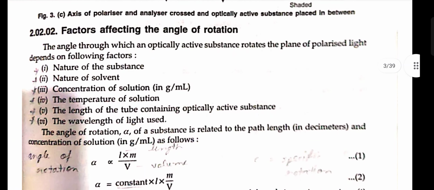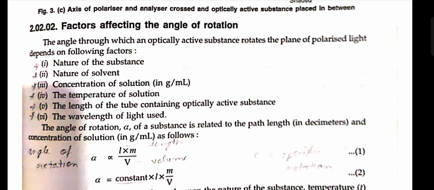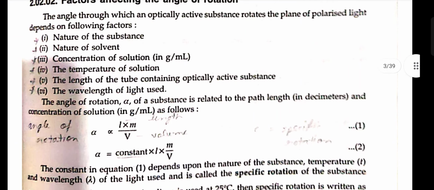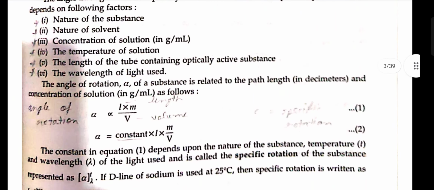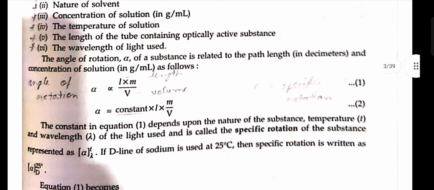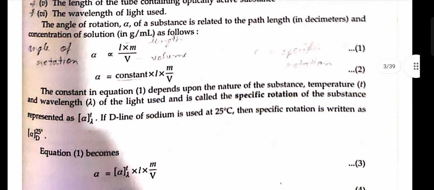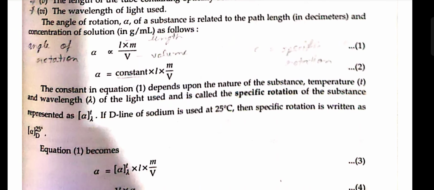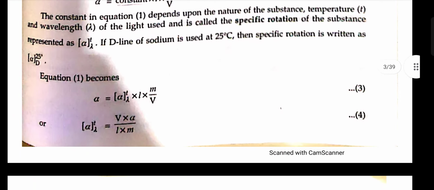The factors affecting the angle of rotation. The angle of rotation is affected by the nature of the substance, nature of the solvent, concentration, temperature, length, and wavelength of light used. The angle of rotation, denoted by alpha, is directly proportional to length into mass by volume. And to remove the proportionality sign, a constant is used called specific rotation, shown in equation 3.